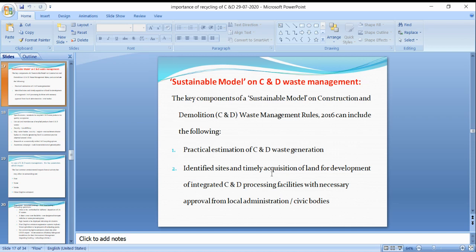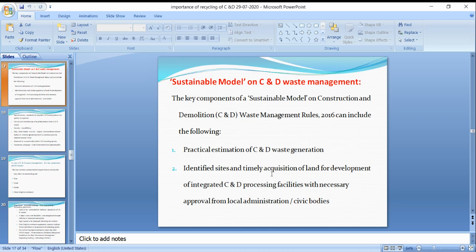Identification of sites and timely acquisition of land for development. They have to identify where the waste is being generated, and acquire land in a timely manner. So if there are any open places, or any problem in the land, for the development of integrated construction and demolition processing facilities, the necessary approval is needed from the local administration and civic bodies. So if they are going to get the CND processing facilities, for that they have to get a site.